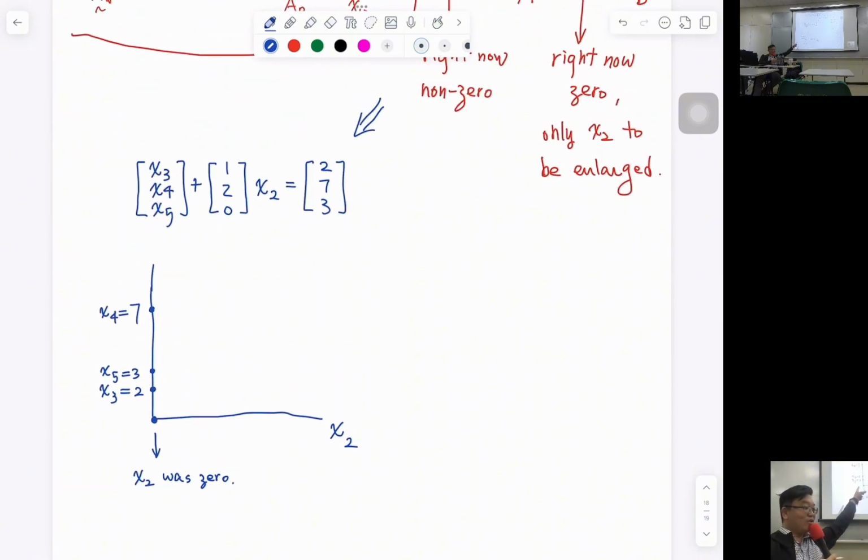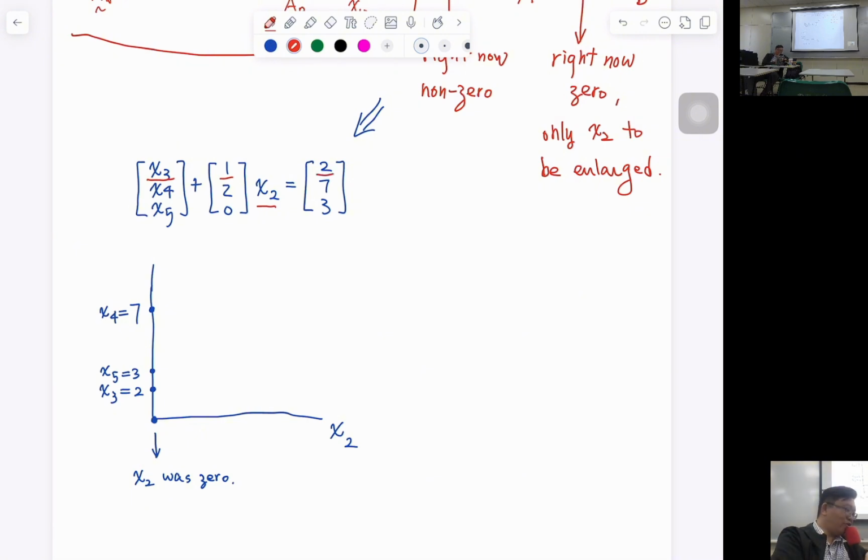So if we can enlarge x2, meanwhile, see how x3, 4, and 5 change with satisfaction of the three equations up there, then we're okay, we're fine. We achieve what we want. We enlarge x2 and we still keep the equality constraints satisfied. Okay, now let's focus on x3 equals 1 times x2 equals 2.